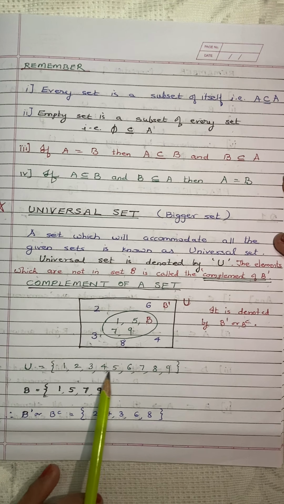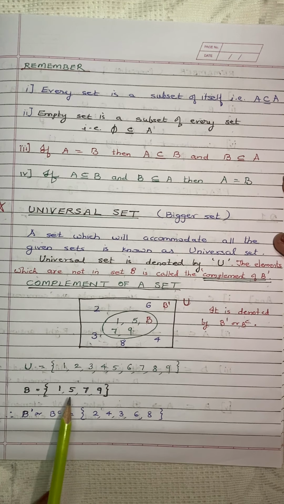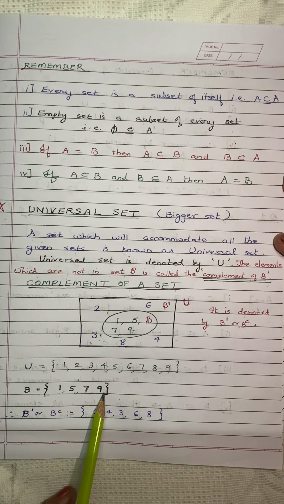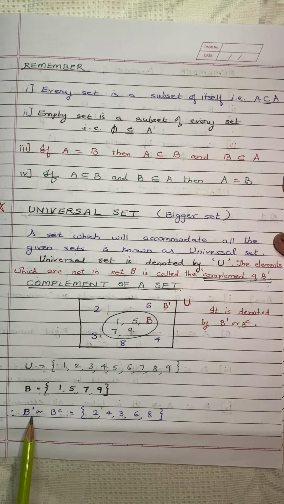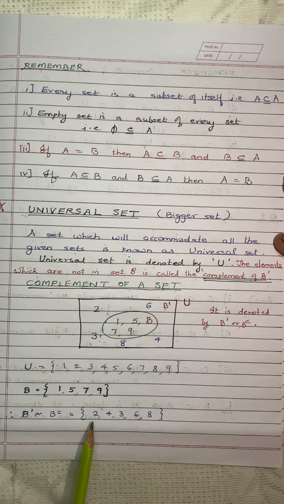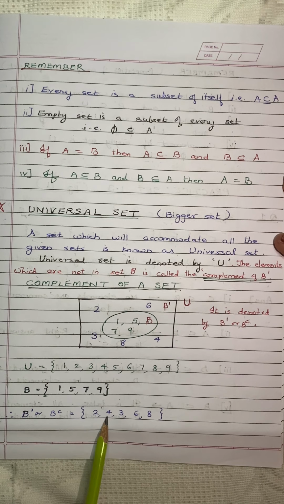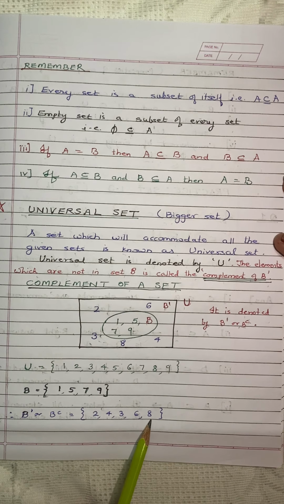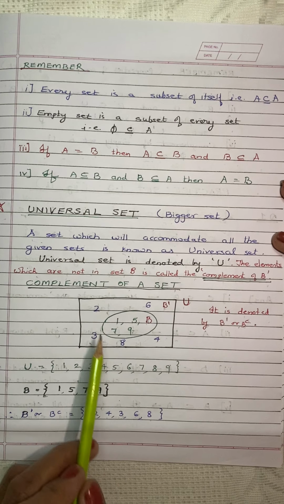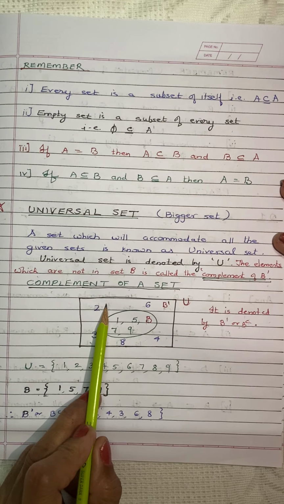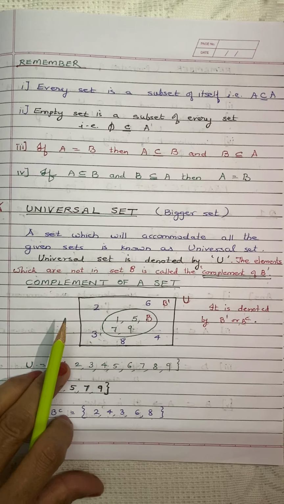Now here set B comprises 1, 5, 7, 9. Then the complement of B will be 2, 3, 4, 6 and 8. All these are included in the universal set, the bigger set. U is 1, 2, 3, 4, 5, 6, 7, 8, 9 and B is 1, 5, 7, 9. This is just an example to make you understand. So the complement of set B is equal to 2, 3, 4, 6 and 8, which do not belong to B.